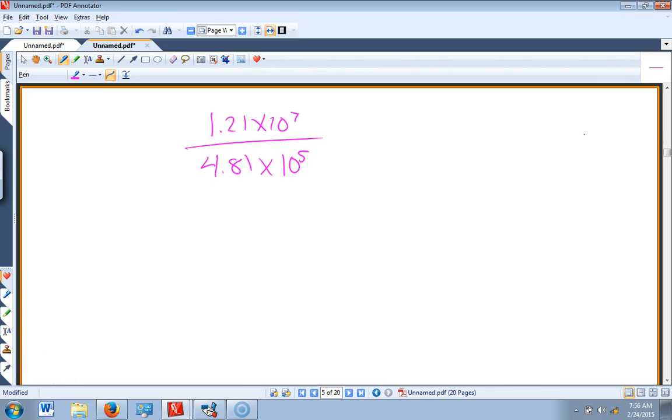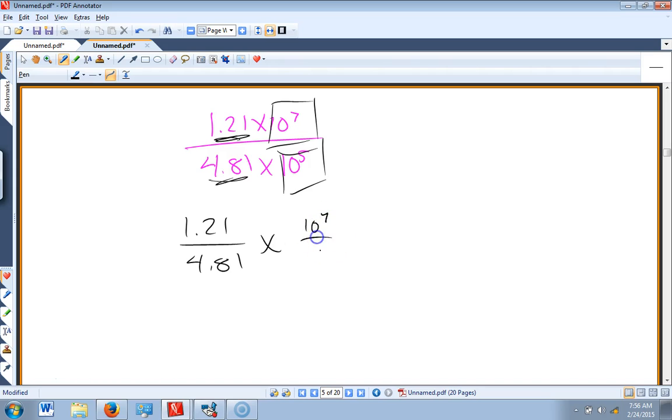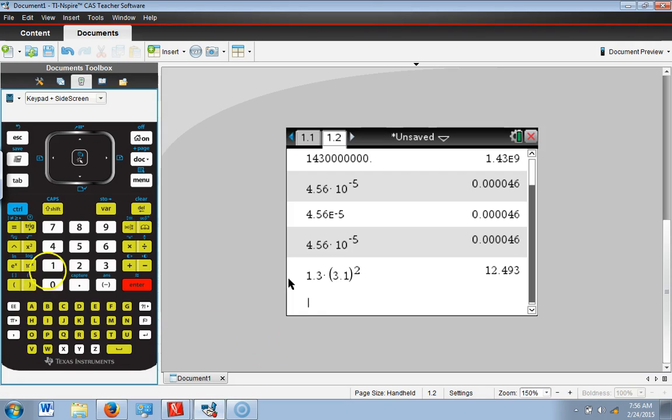Okay, so now we're going to be dividing. We're going to divide our scientific notation here. So we're going to do this the same way that we were doing multiplying. We're going to divide our outside numbers, and then we are going to divide our exponents here. Okay, so first we have 1.21 divided by 4.81. Okay, so we're kind of going to break up our fraction bar here. So we have 1.21 over 4.81 times, and then 10 to the 7th over 10 to the 5th. So 1.21 divided by 4.81, we're going to do that the same way we divide any numbers.